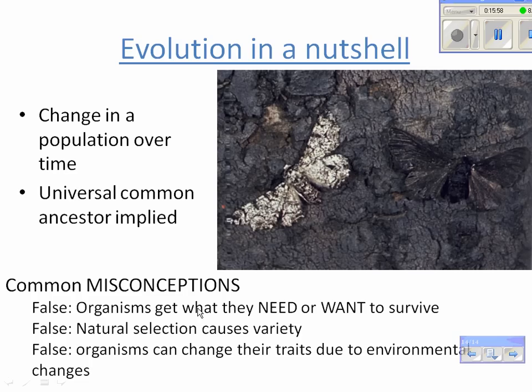So an organism does not get what it needs. It does not change due to the environment changing. It just happens because of the random mutations, but then also because the environment picks the trait that's best to survive. Okay. Another misconception is that natural selection causes this variety. Natural selection works because of the variety. Okay, so that is everything about evolution.